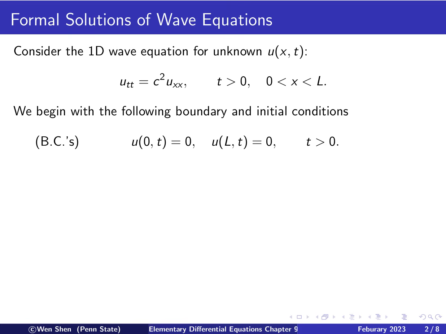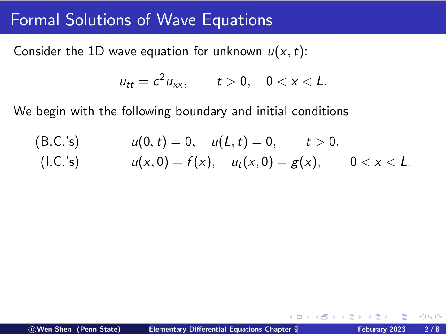We'll begin our discussion with the following boundary and initial conditions. So the boundary conditions are given at the 2 points x equals 0 and x equals L, and they are to be 0, homogeneous. Since this has time derivatives, we'll need initial conditions. Since the time derivative in the equation is a second derivative, we will need two initial conditions.